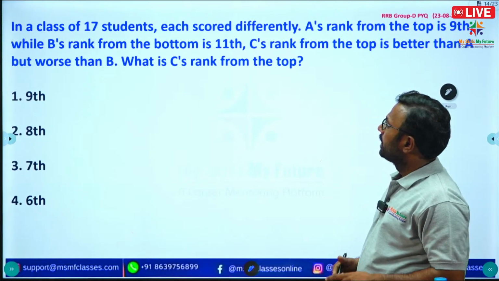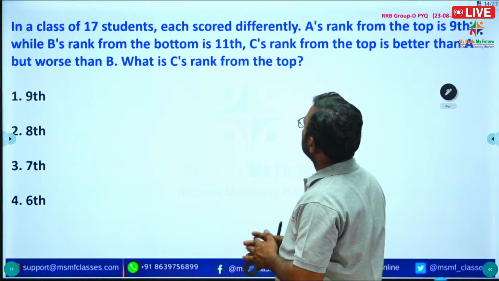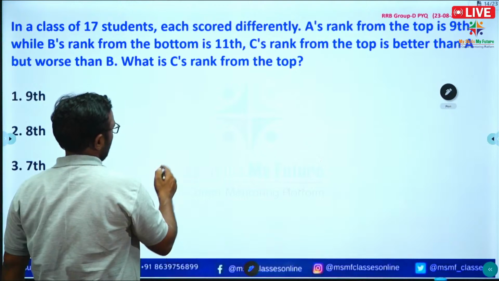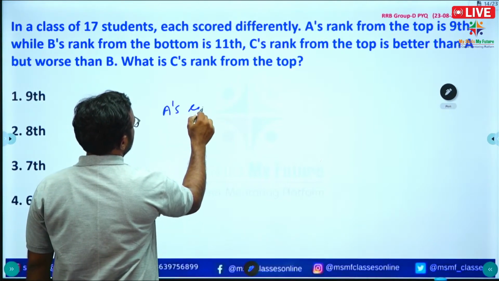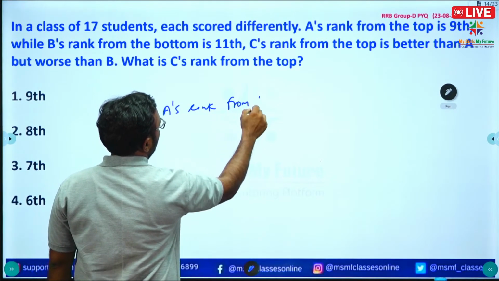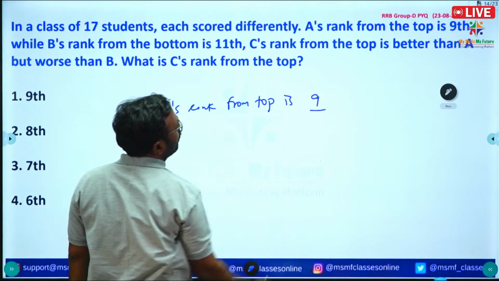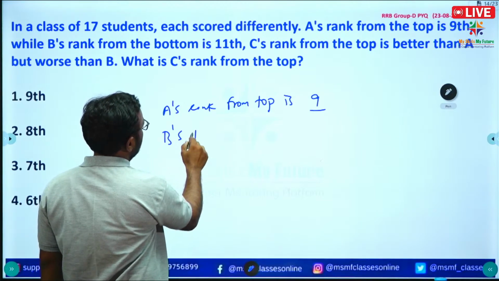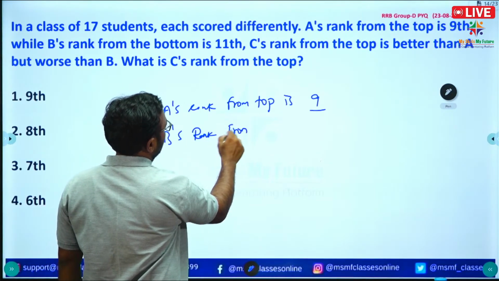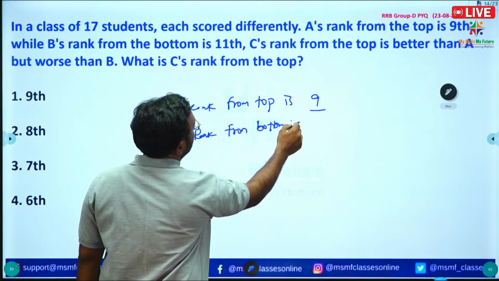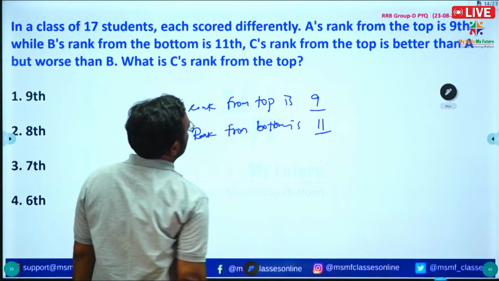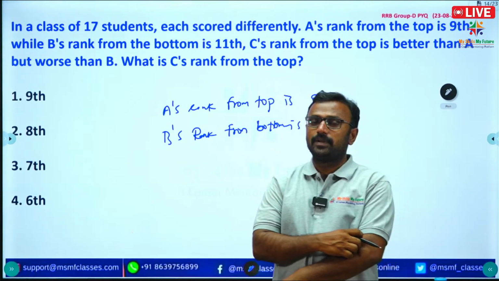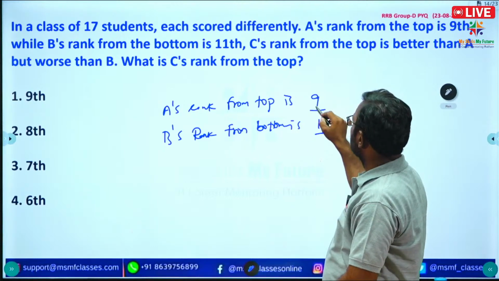So see the question here. In a class of 17 boys, each scored differently. A's rank from the top is 9th, while B's rank from the bottom is 11th. Okay, B's rank from the bottom is 11th. So C's rank from the top is better than A. Okay, C's rank is better than A, means C's rank is less than 9.